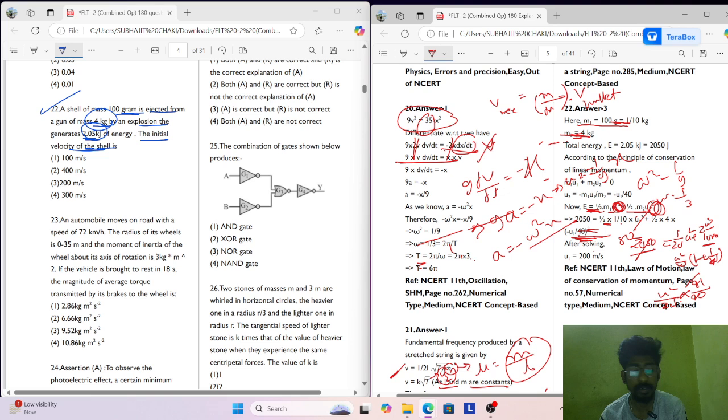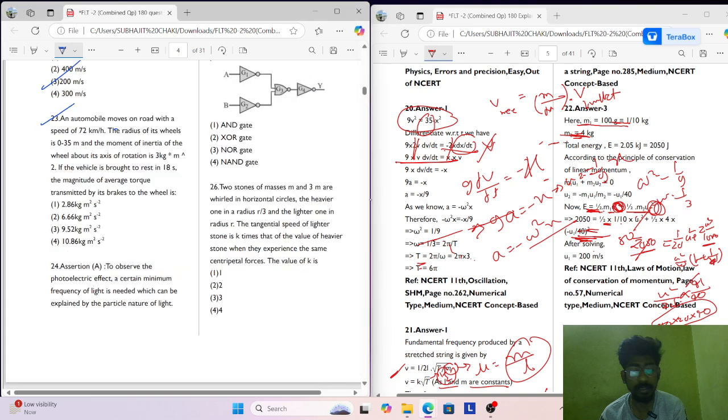E1 will be what? 50 into 20 into 40. Okay, so this will be equals to what? 40,000. Sorry, 40,000 equals to what? 200 if you root it. So therefore, the option number 3 will be our correct option here.